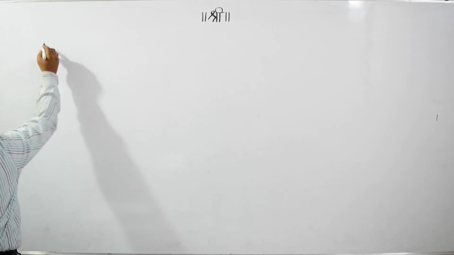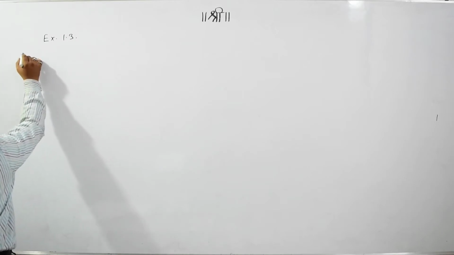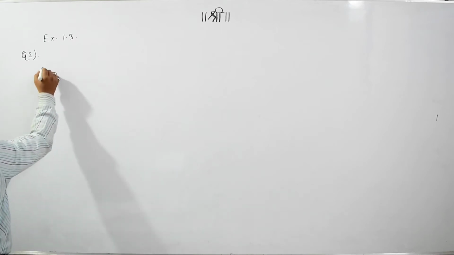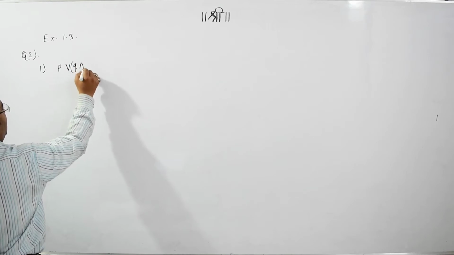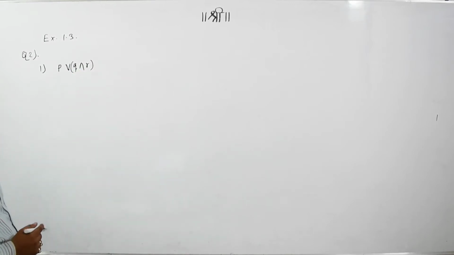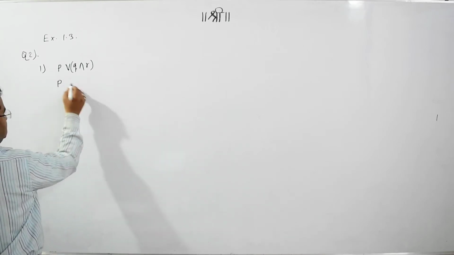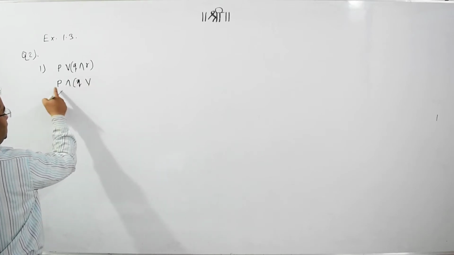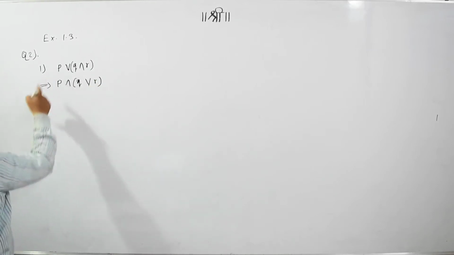Now next step, our exercise number 1.3, out of which we are solving question number 2. Question number 2 has the statement P or Q and R. So first we need to find out the dual. What is the dual of P or Q and R? All values are the same. So the dual of this will be P and Q or R. That's it. This is the dual of the given statement.